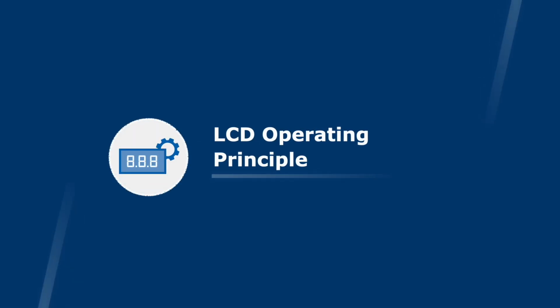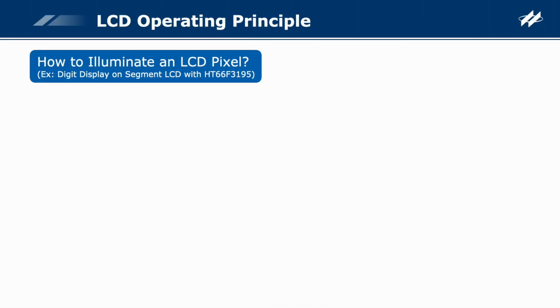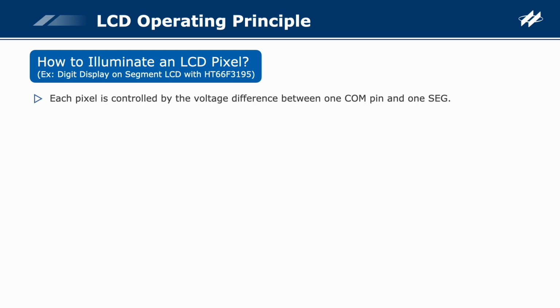LCD operating principle. Let's look at how to illuminate an LCD pixel. Each pixel is controlled by the voltage difference between one COM pin and one SEG. A pixel turns on when this voltage difference reaches the full VDD level.